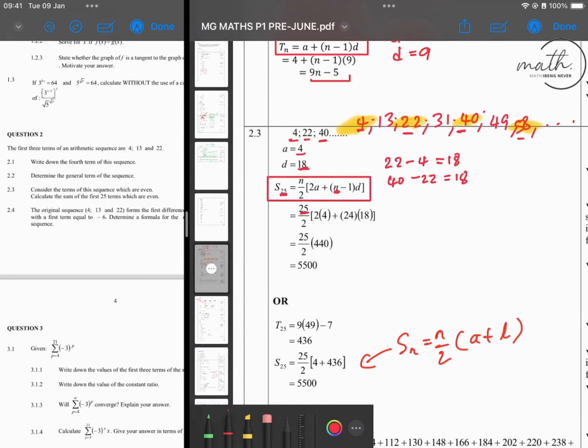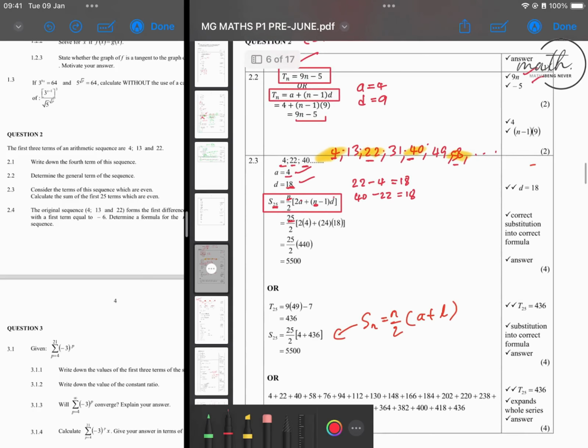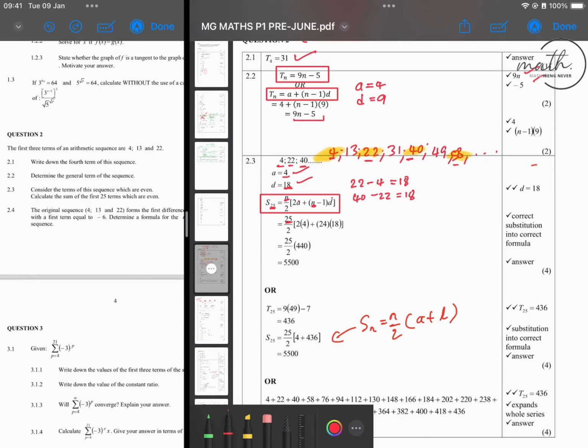There you're going to put 25, and your a, you have it. Your d, you have it. Substitute. Now you get marks for what here? You get marks for finding d, the difference, so there are 2 marks according to that, and then correct substitution. After substituting, press your calculator and get the final answer, because there's no mark for writing it out anyway.